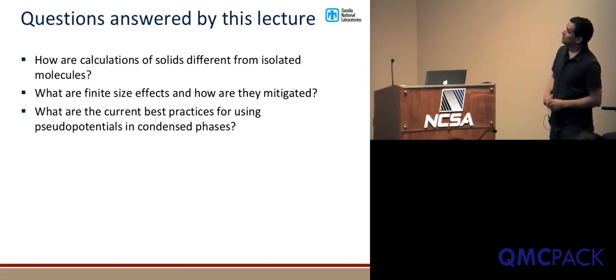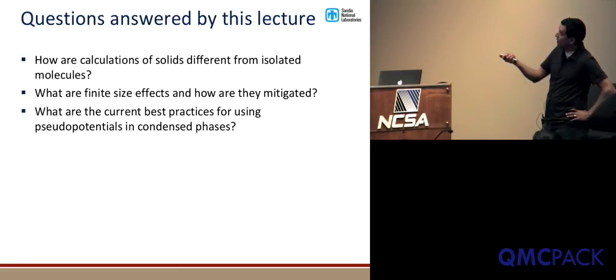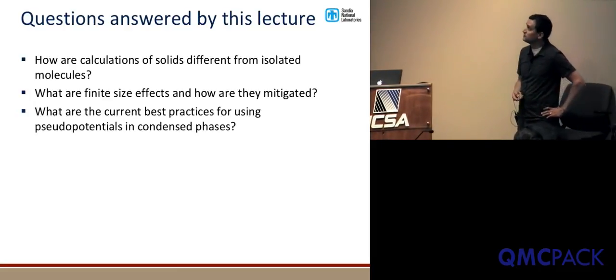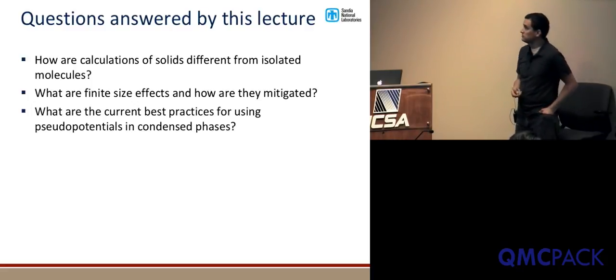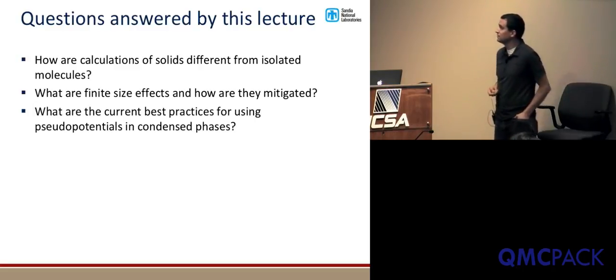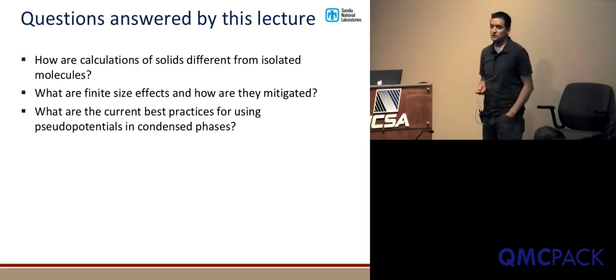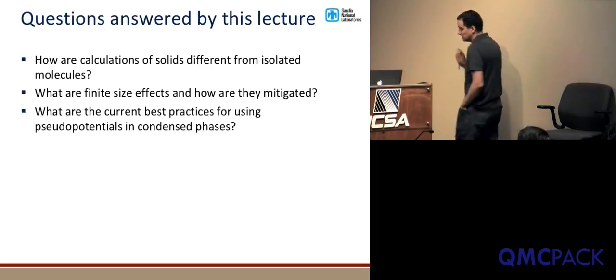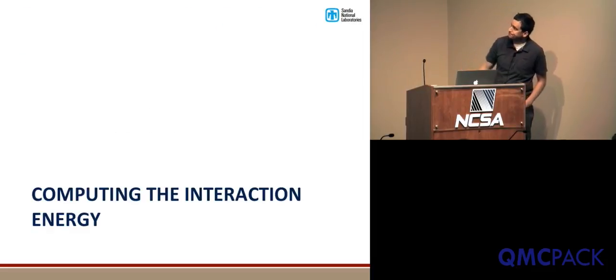So the questions that hopefully will be answered by the time we finish this: you should know how calculations of solids are different from calculations of isolated molecules, what sort of theoretical considerations you need to worry about. You should know about finite size effects and how we tend to mitigate them. And it'll be a discussion about the current best practices for using pseudopotentials for the condensed phase, which has one slight additional requirement, at least as we use them in QMC Pack.